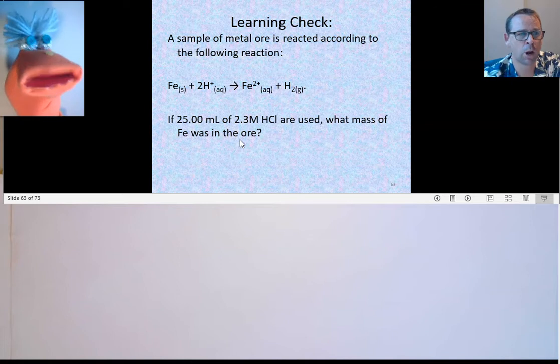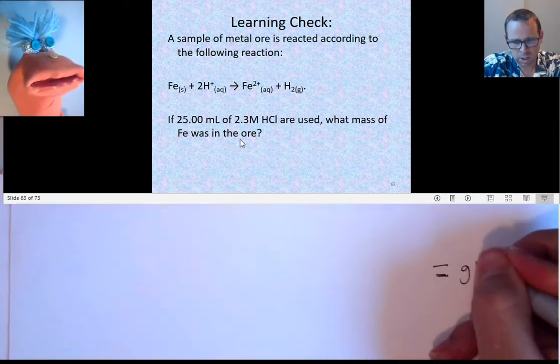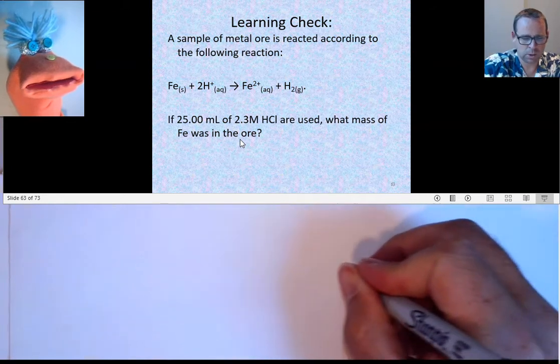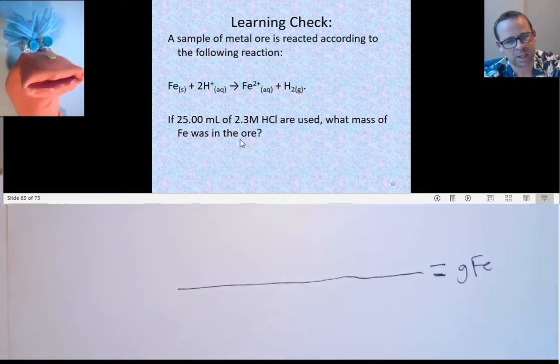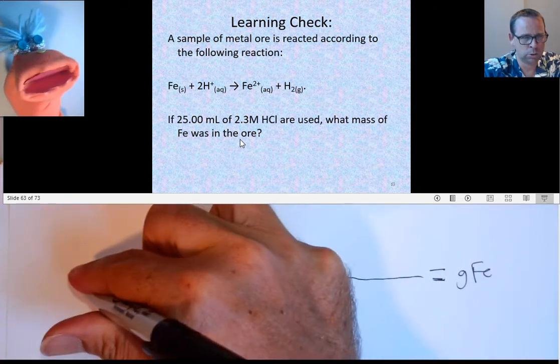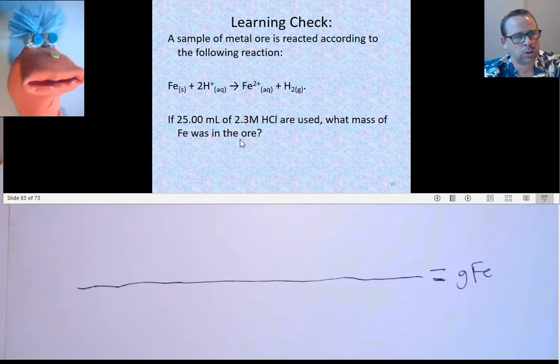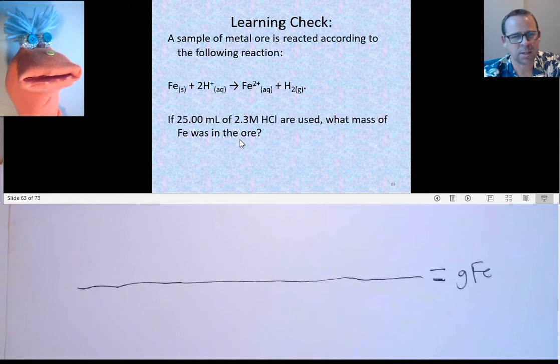Mass of iron. Grams of iron. Very good. So we're looking for mass of iron, grams of iron, to the right of our equal sign. Excellent. What am I going to start with? You know that... what is the chemical reaction telling us? Yeah, what is that telling us exactly?